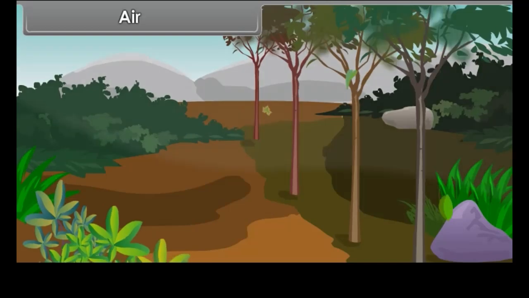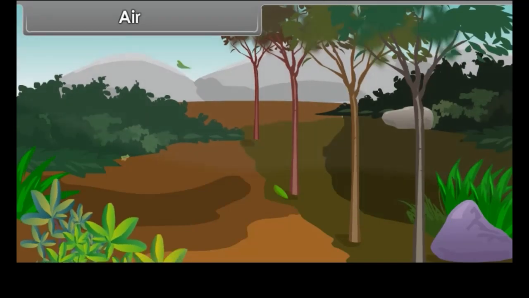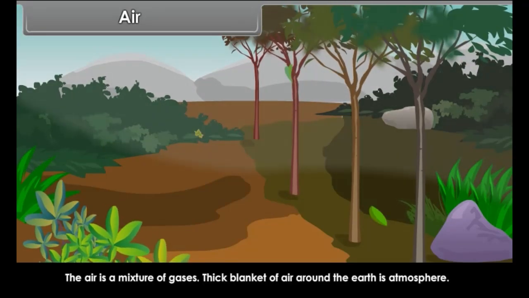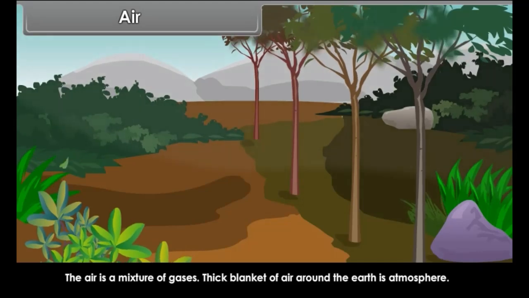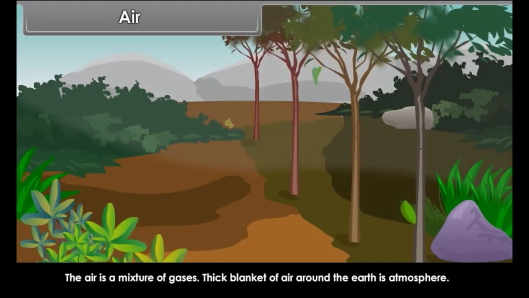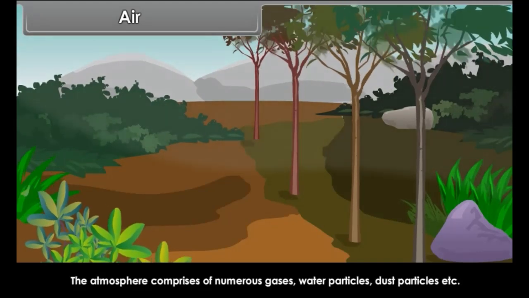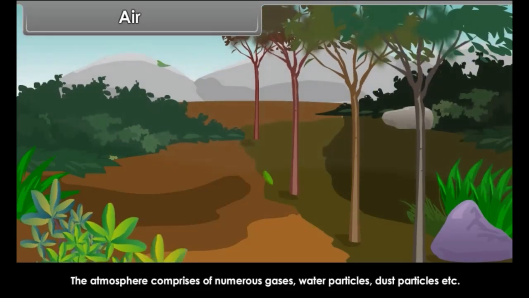Air. The air is a mixture of gases. Thick blanket of air around the earth is atmosphere. The atmosphere comprises of numerous gases, water particles, dust particles, etc.